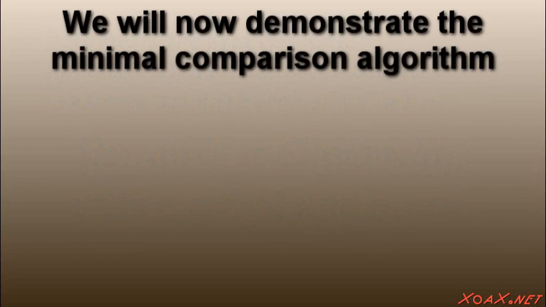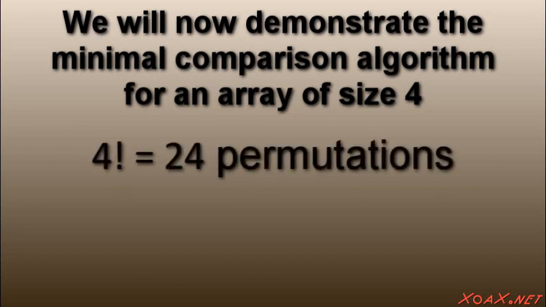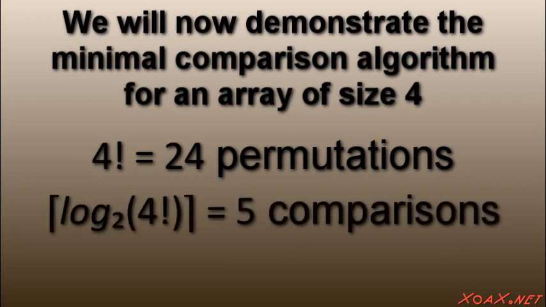Now that we know the best time complexity is n log n, I will show how an optimal sorting algorithm with the absolute minimum comparisons could work. In order to make the algorithm understandable, I will restrict the sort to an array of 4 elements. With 4 elements, we have 4 factorial equals 24 possible permutations. In this case, we can sort the array with at most the ceiling of log base 2 of 24, or 5 comparisons.